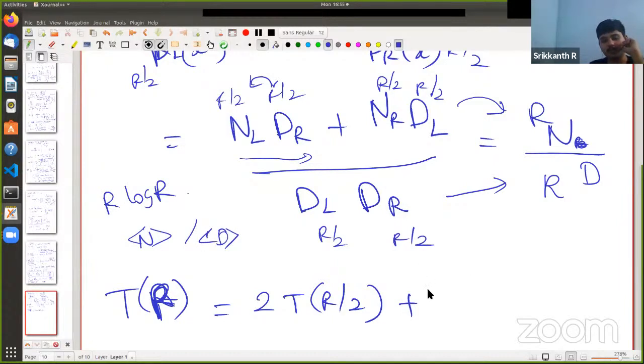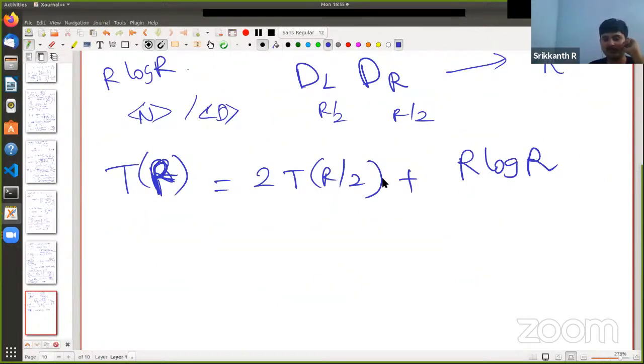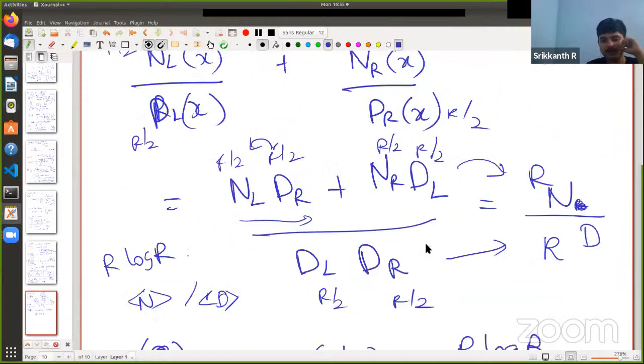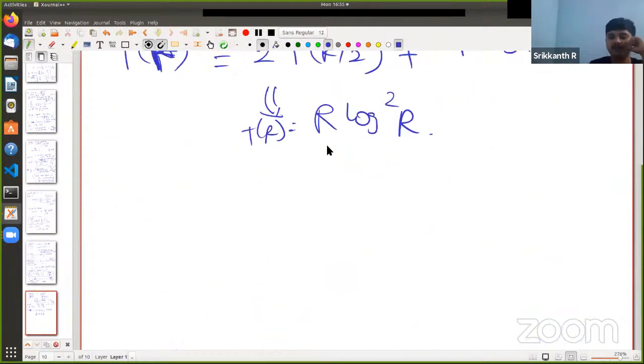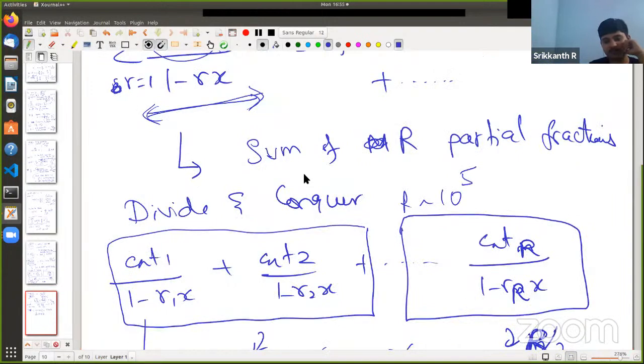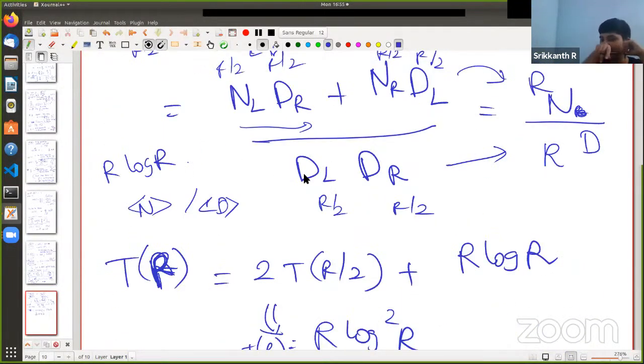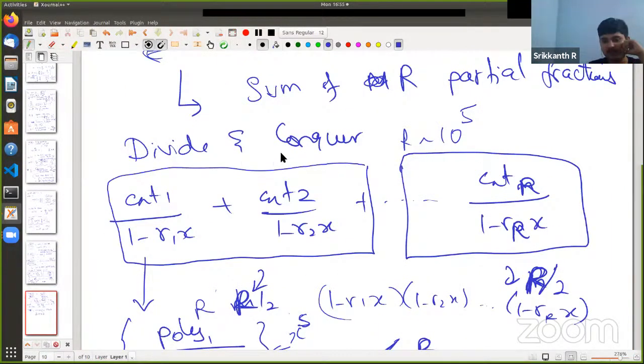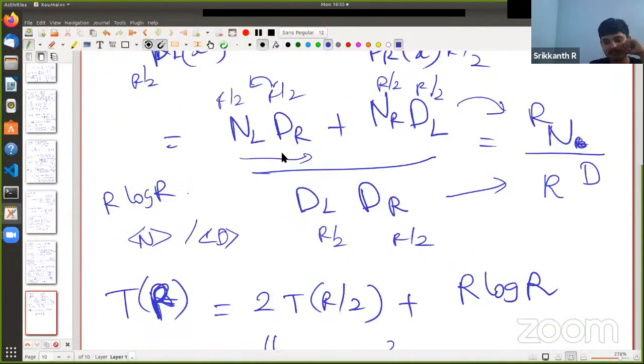Okay, and once we have that, we can say that the time complexity is r log r. T(r) is 2 times T(r/2) plus r log r, and this reduces to r log squared r. This implies T(r) is r log squared r. There's a nice blog on CP-Algorithms under polynomials for evaluating such expressions. I would ask you to check that also, because it's not practical to cover this topic in depth here.